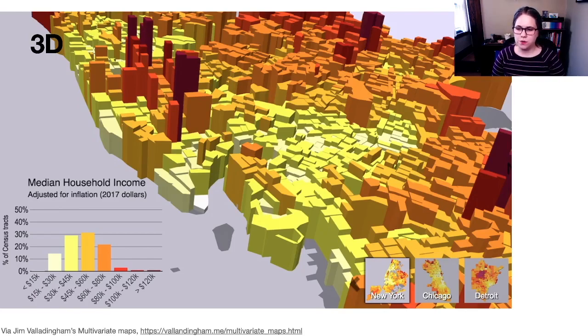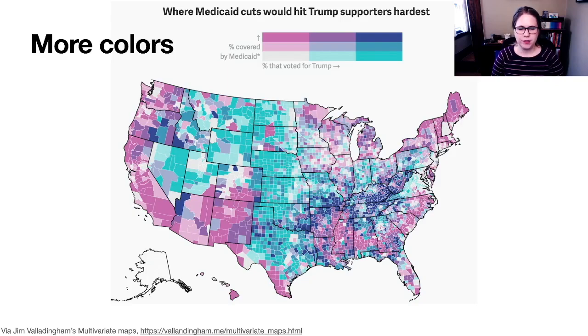This is another approach with median household income, where I think this is actually double mapping. So the height is how expensive it is, but then the color is also how expensive it is. So maybe that's not really visualizing more than two variables. Another strategy would be to include more colors.